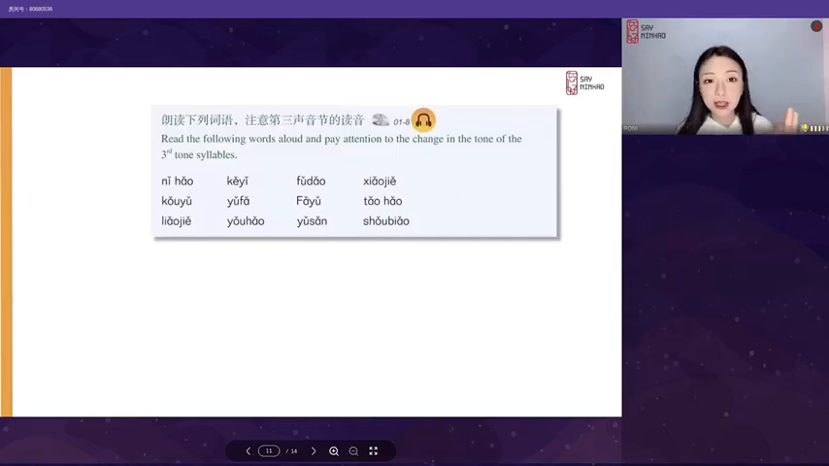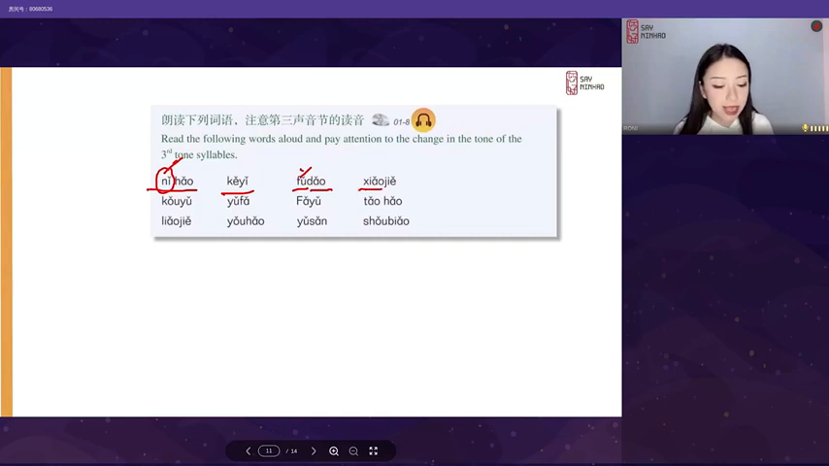There are many two third tone syllables together. So now let's try to practice, try to read them. First one, 你好. Then we should change the former one into second tone, right? Change it to 你. So let's read it. 你好, 你好. Next one is 可以, very good, 可以, 可以. Next one, 辅导, we just learned it, it means coach someone, tutor someone. So we should change it to the second tone, and it is 辅导, 辅导.